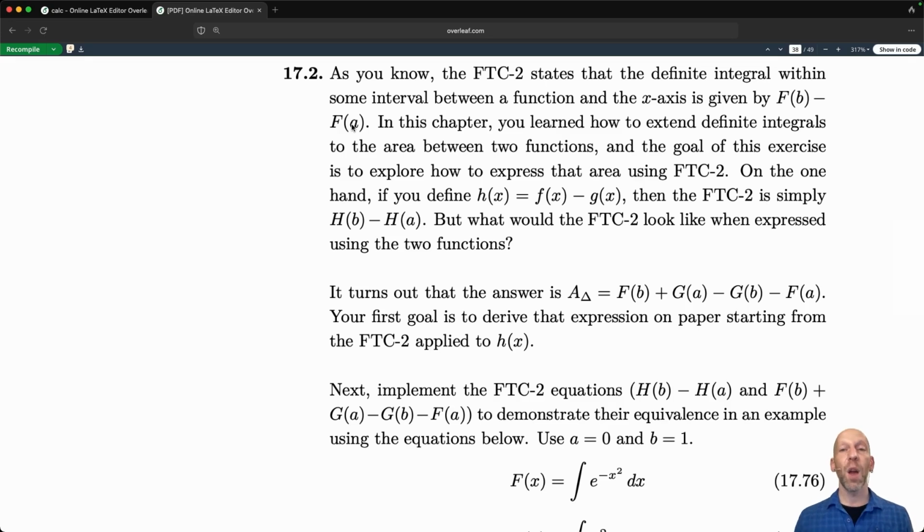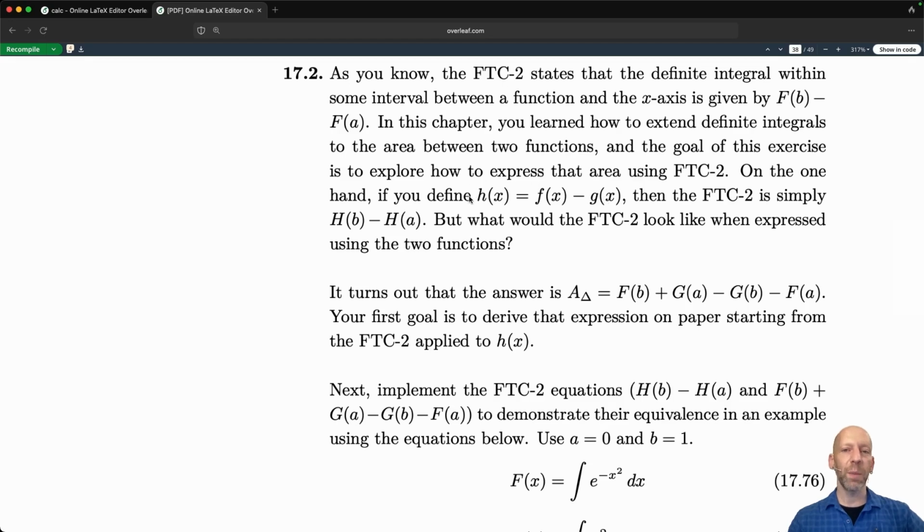Now that is for one function, but in this chapter, you learned how to calculate the area between two functions within some x-axis bound. The way that we have been expressing this is by subtracting two different functions. And we can come up with a new function, let's call it h, as the difference between f of x and g of x.